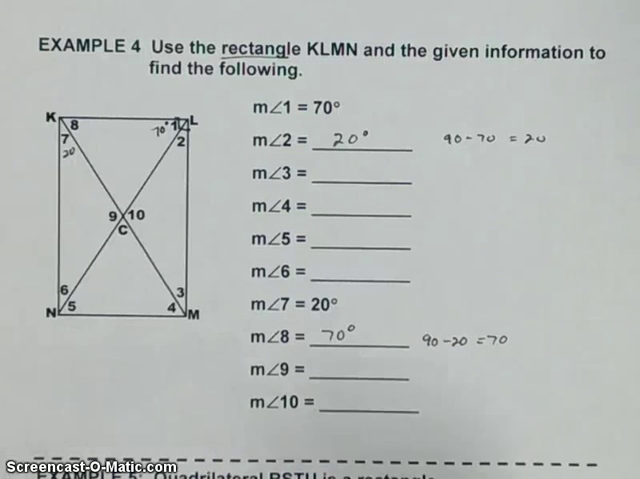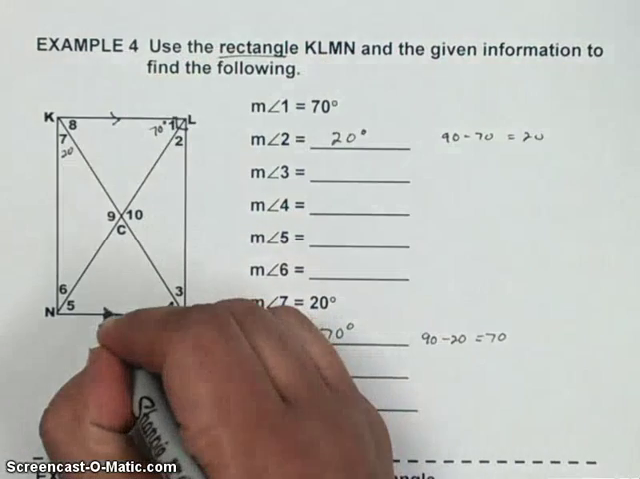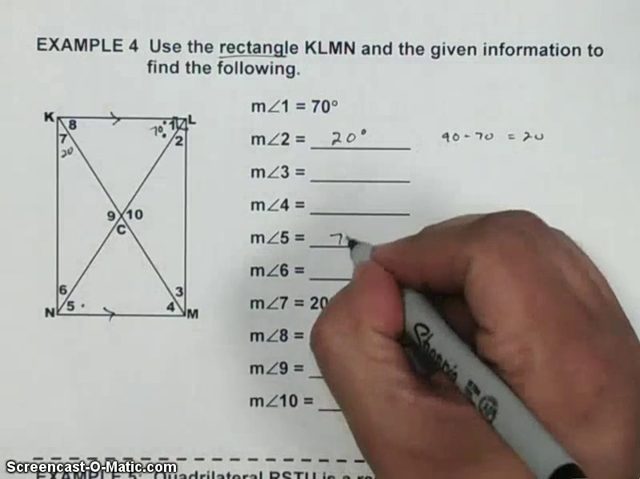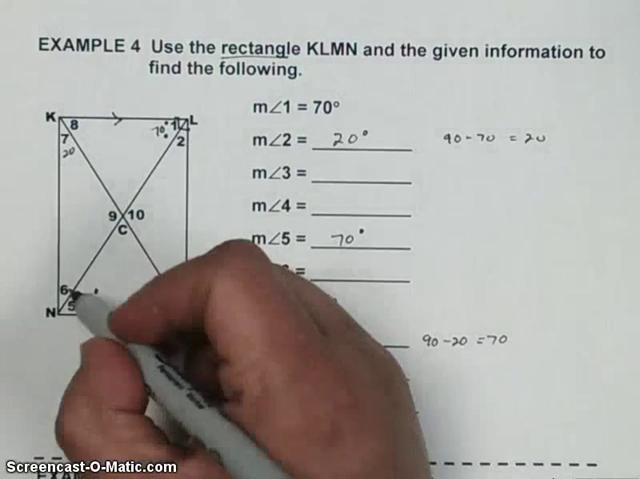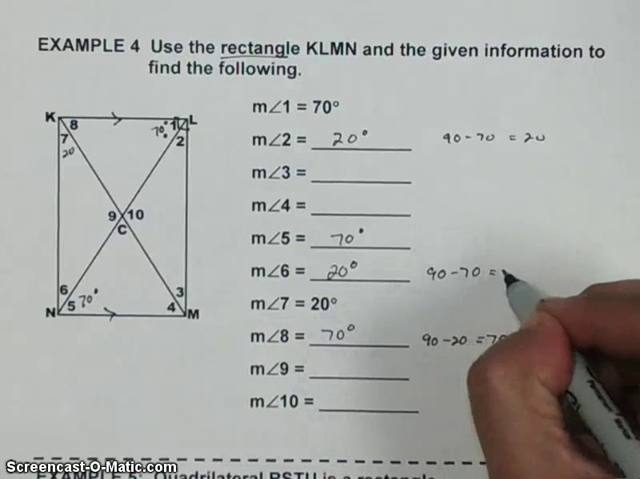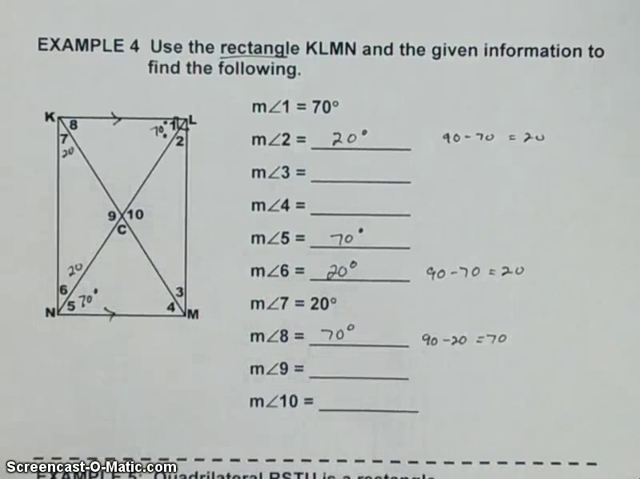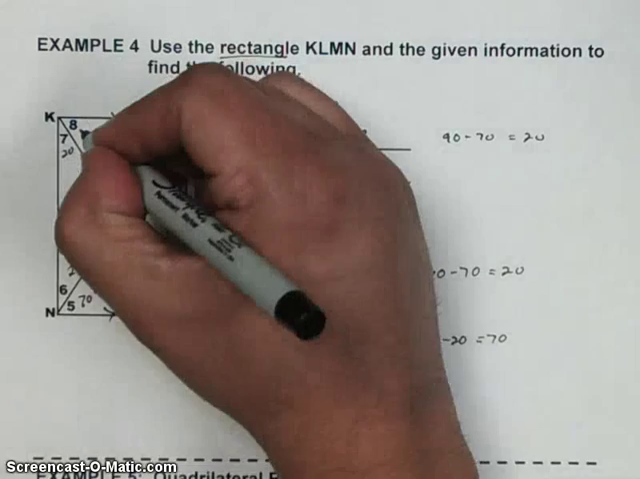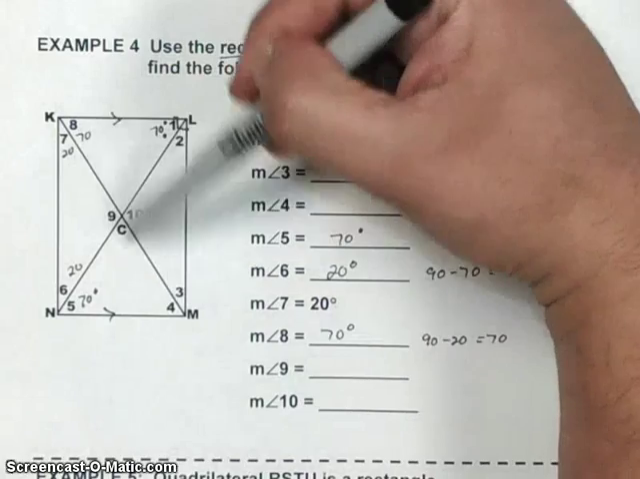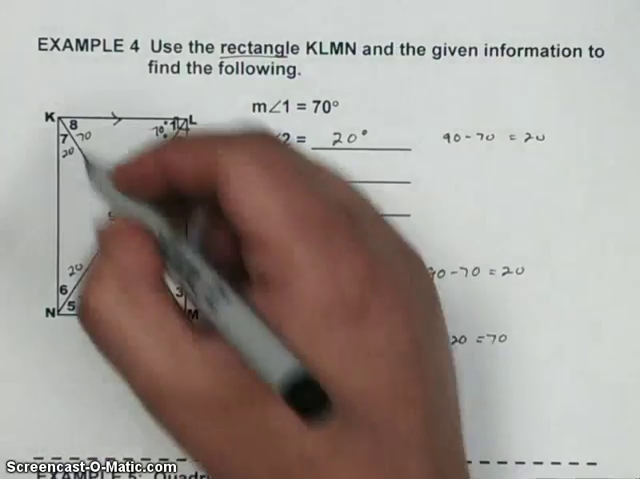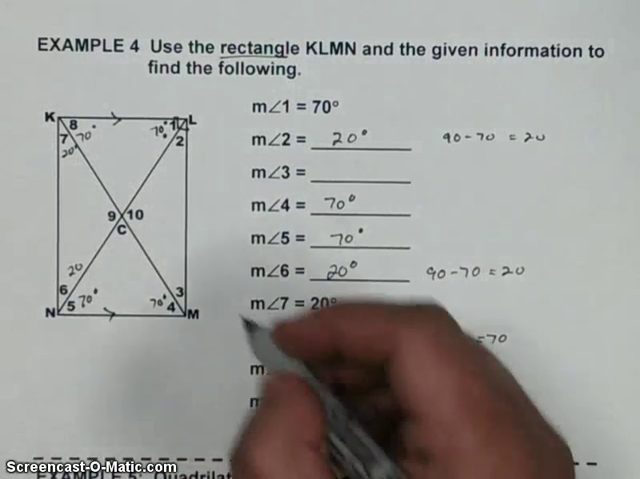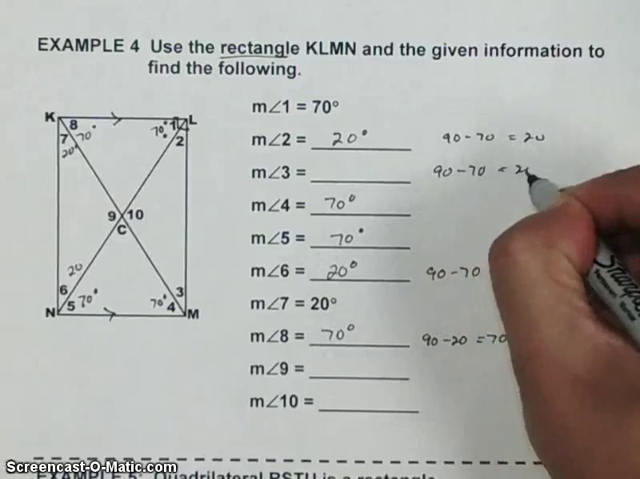Okay. Now, because these lines are parallel, that means alternate interior angles are congruent. So if angle 1's 70, angle 5 is going to be 70, which would make angle 6 going to be 20. Again, that would be 90 minus 70. Right, and then if I'm looking at what I can solve next, angle 8 and angle 4, those are going to be alternate interior angles also. So if 8 is 70 degrees, 4 is going to be 70 degrees. Right, and which means 3 is going to be 90 minus 70, which is 20.